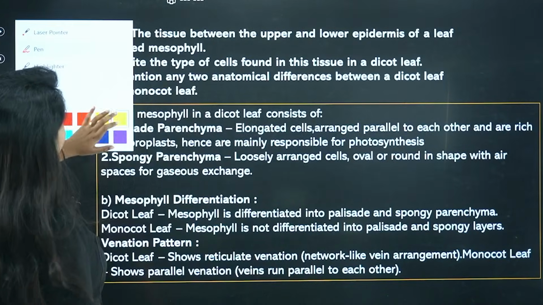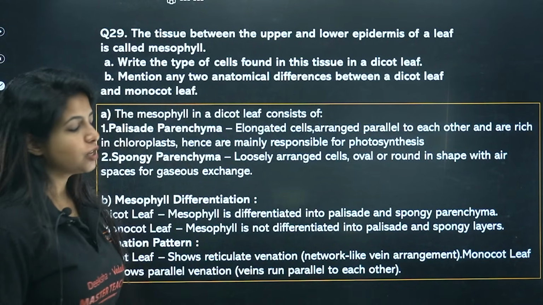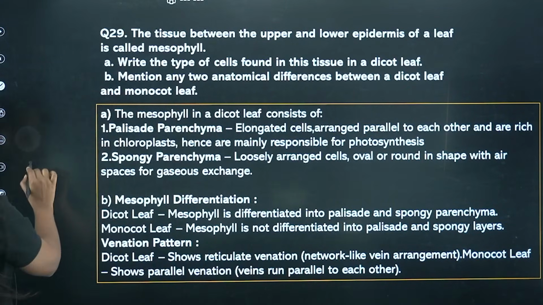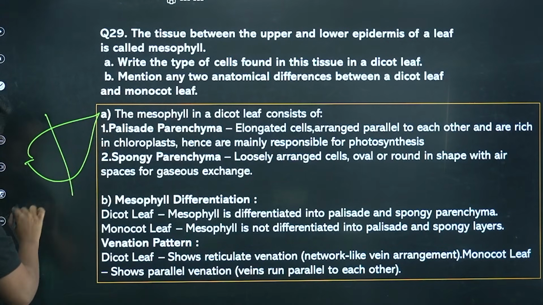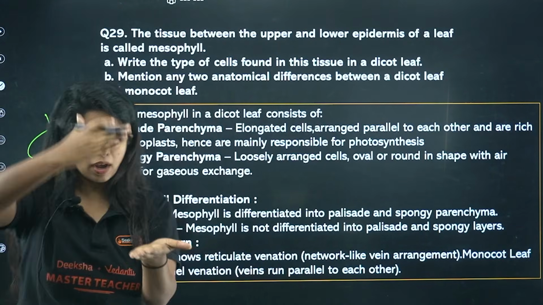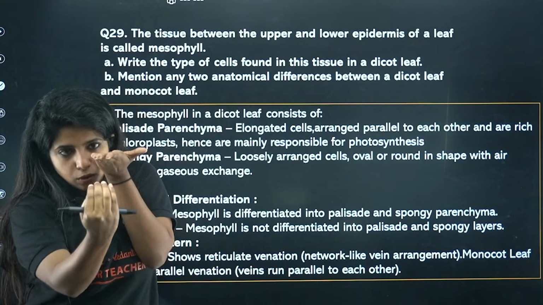Now, the tissue between the upper and the lower epidermis of a leaf is known as mesophyll. So my dear children, let's consider a leaf, and I'm cutting this leaf like this. Suppose I have cut the leaf and now I am looking in this direction.